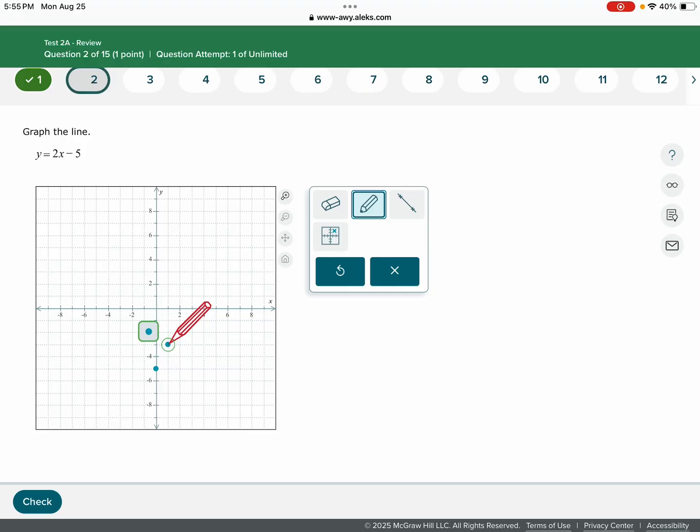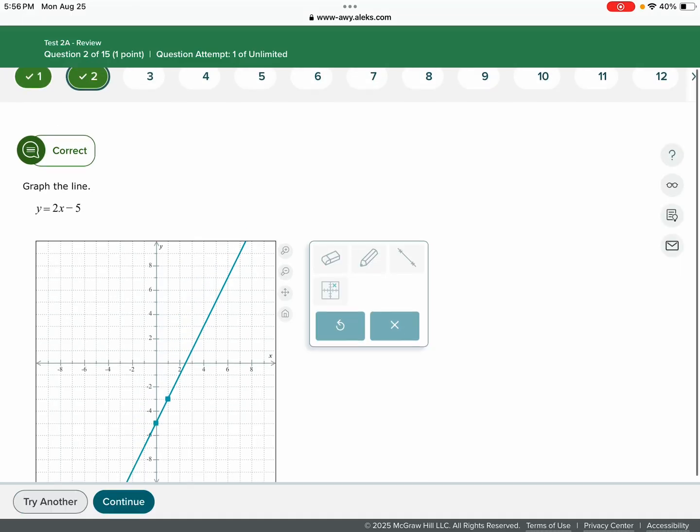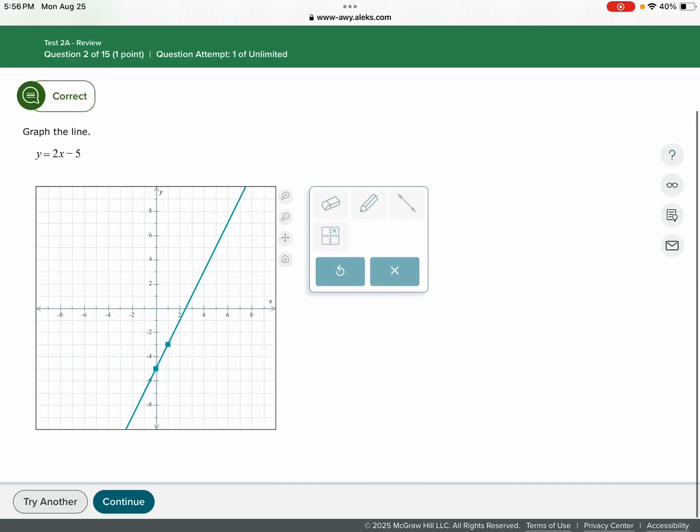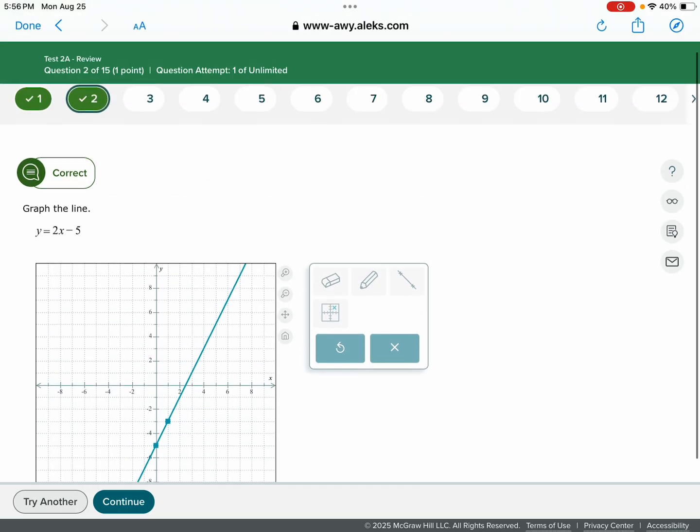As far as drawing a line, I press the line button right here, put a point there, and then put a point through the other point right there. Let's see if I do a check answer, do I get that correct? Yes, I do. So there you go, that's how I would do that one. That's just graphing a linear function. Shouldn't be too bad. I like to put the first point on the y-intercept, and then do the slope.